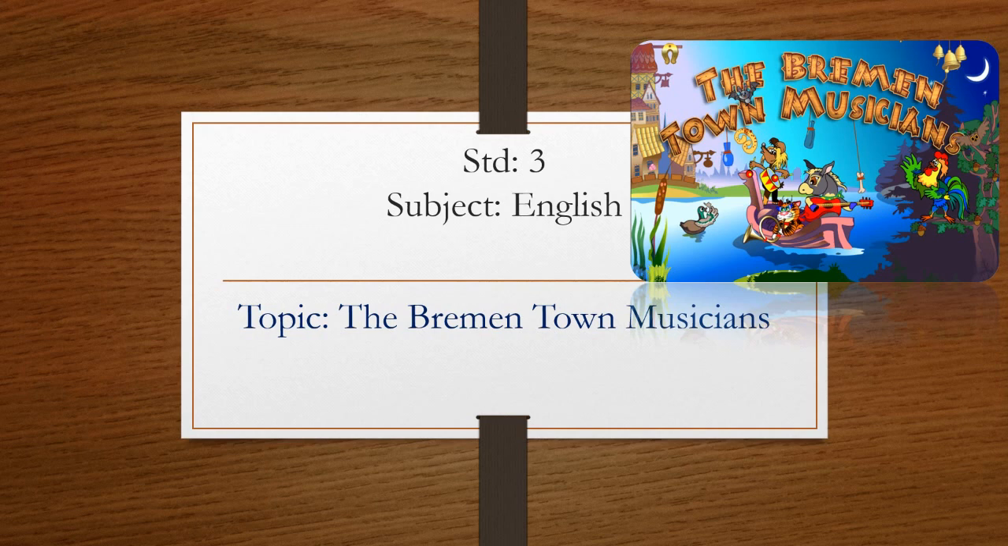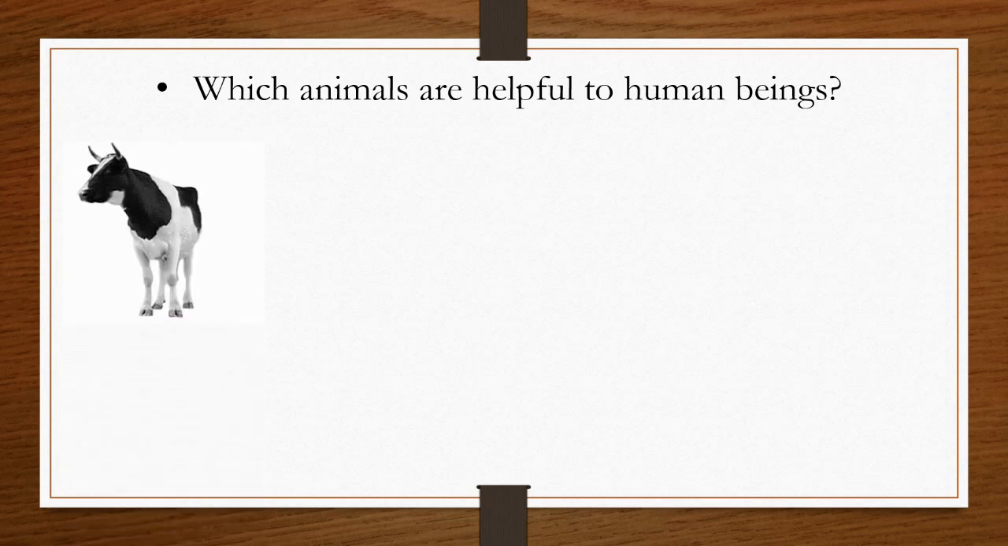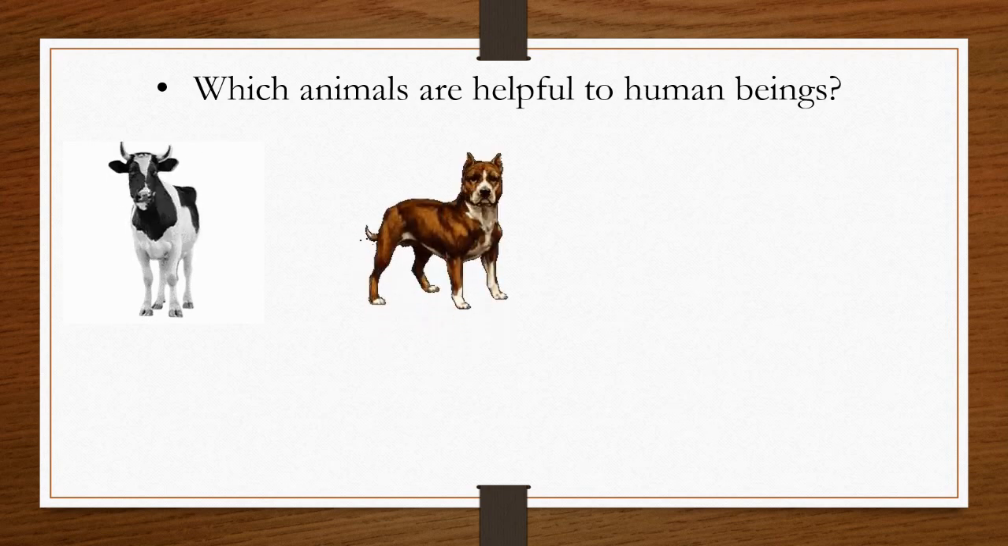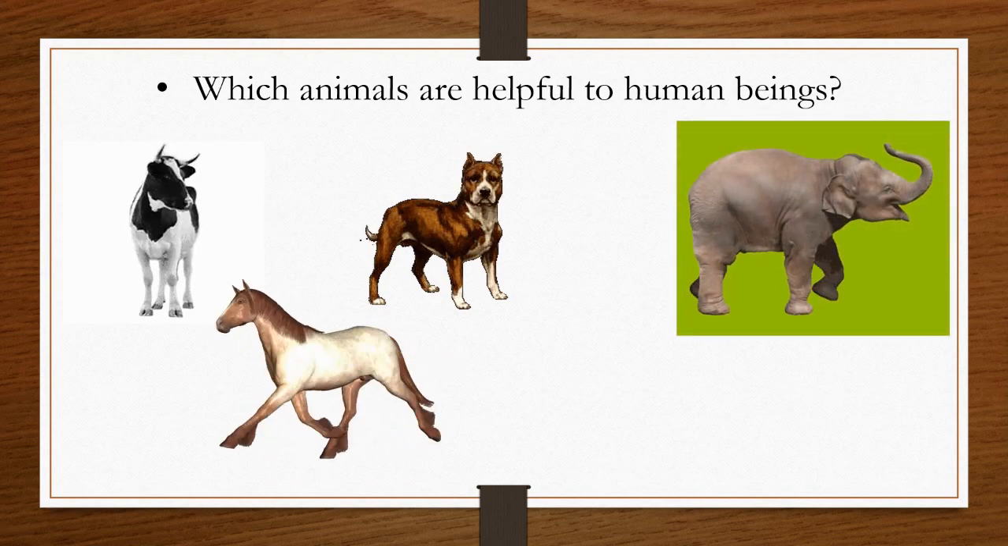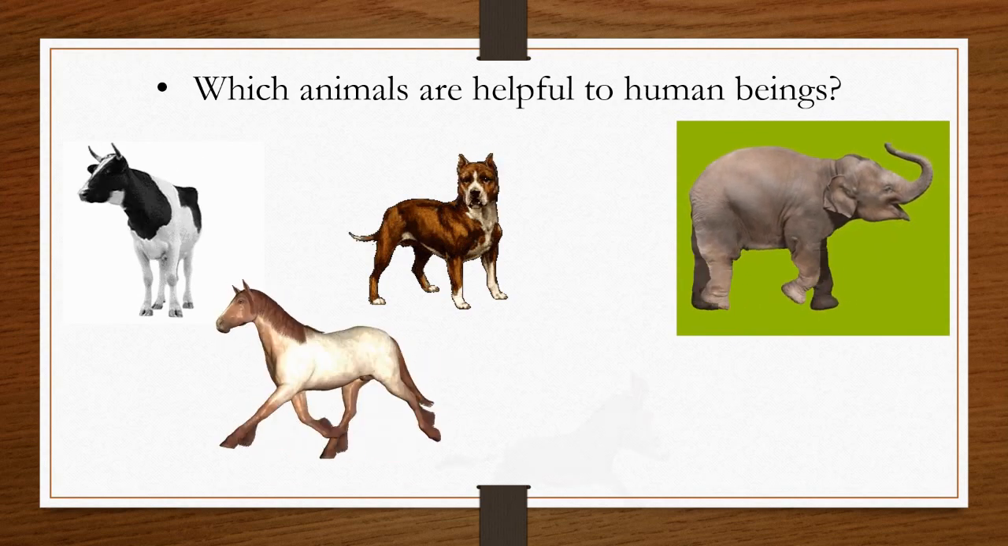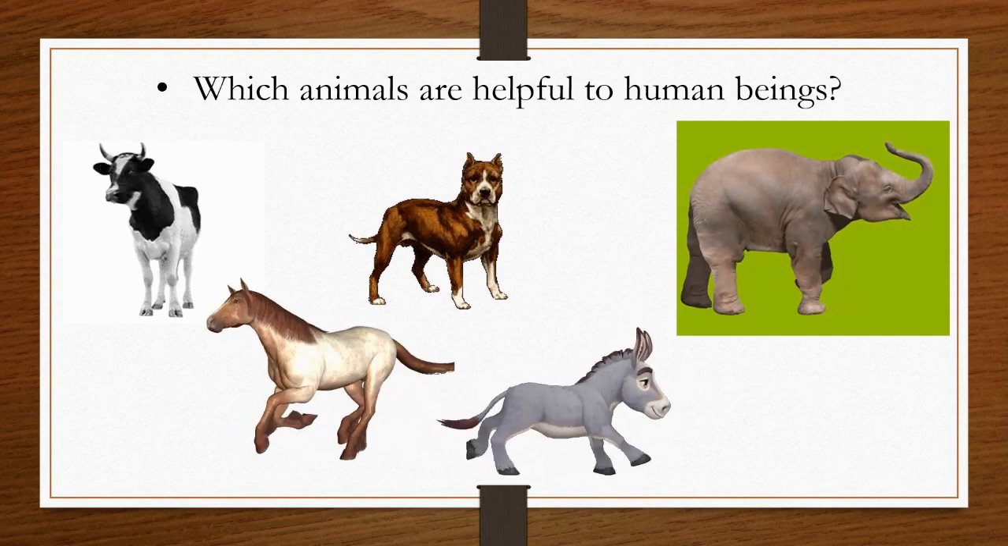So students, before starting the lesson, I would like to ask a few questions. Which animals are helpful to human beings? Very good. Cow. Dog. Horse. Elephant. Donkey. And many more.